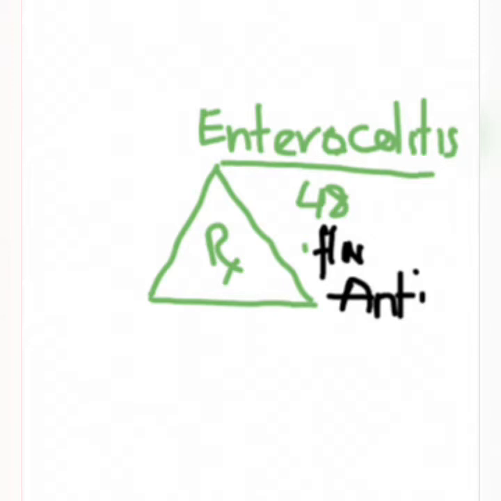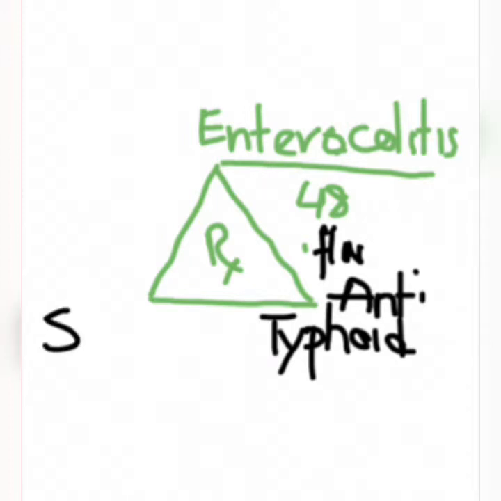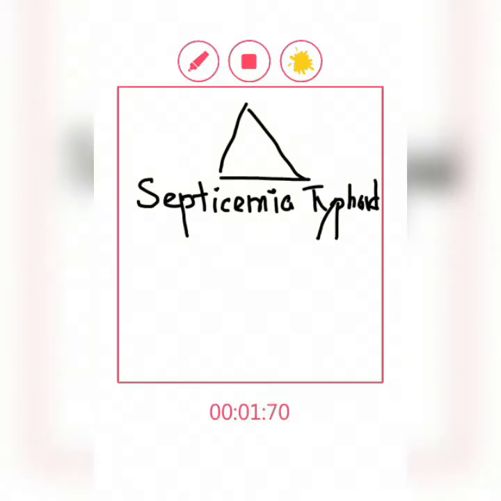Now, we'll discuss what we do in typhoid and septicemia. Typhoid and septicemia is a very, very critical condition. The drug for this type of infection is ceftriaxone. Another drug which we can use is ciprofloxacin.